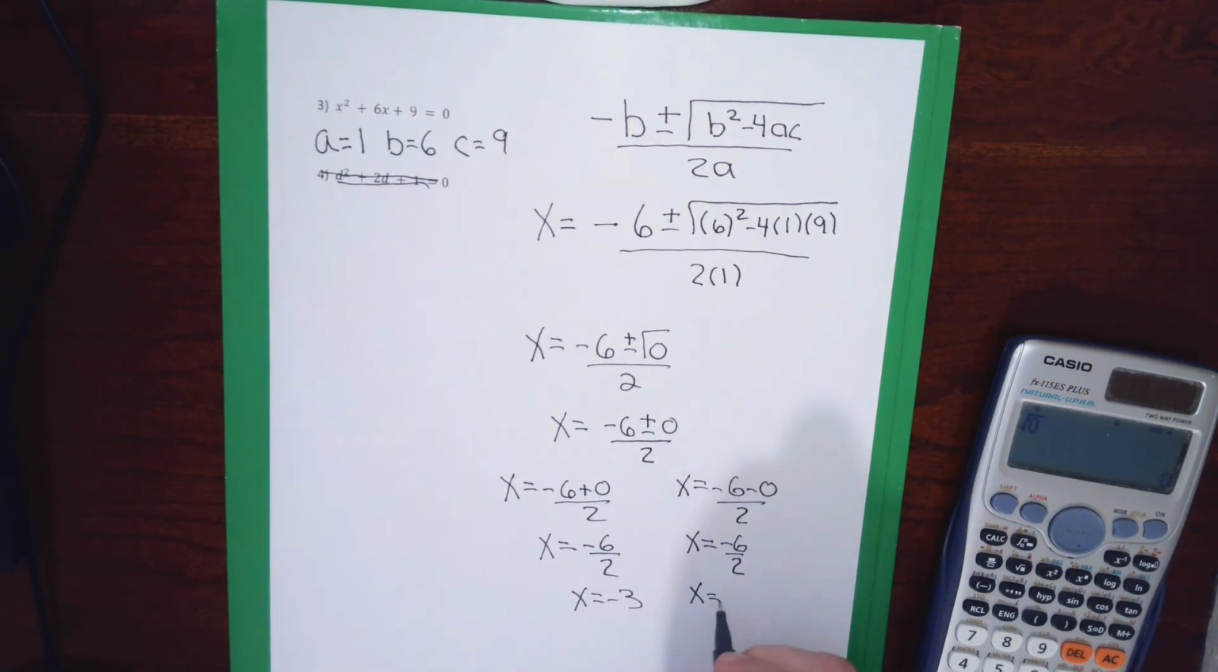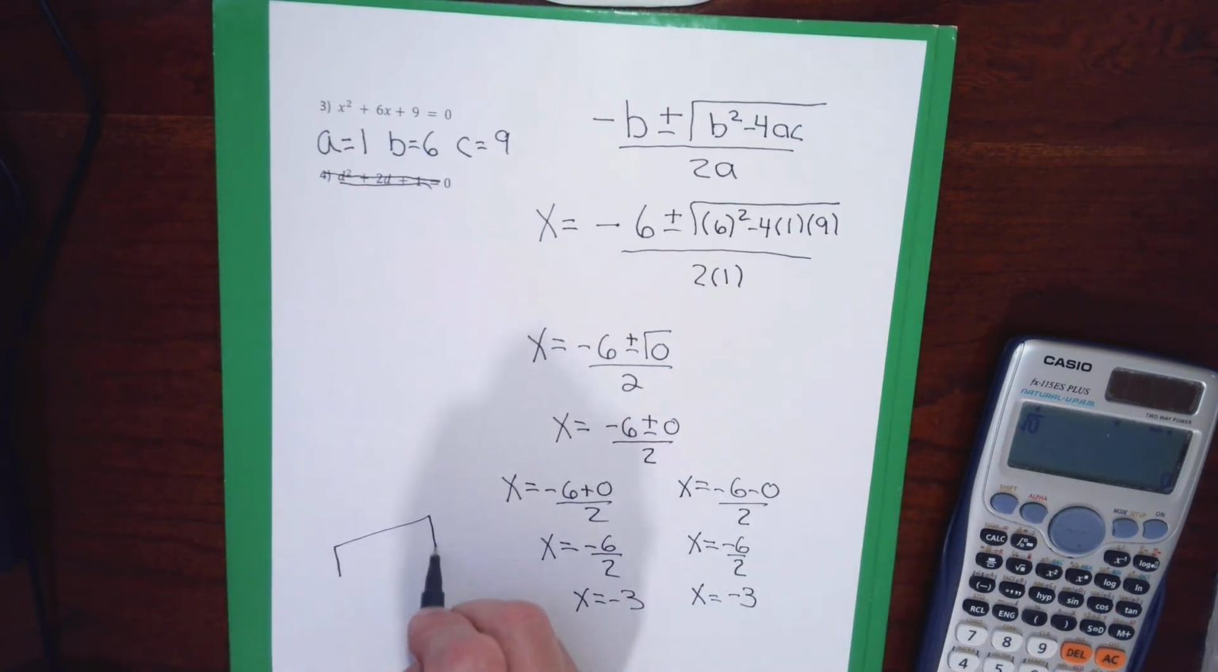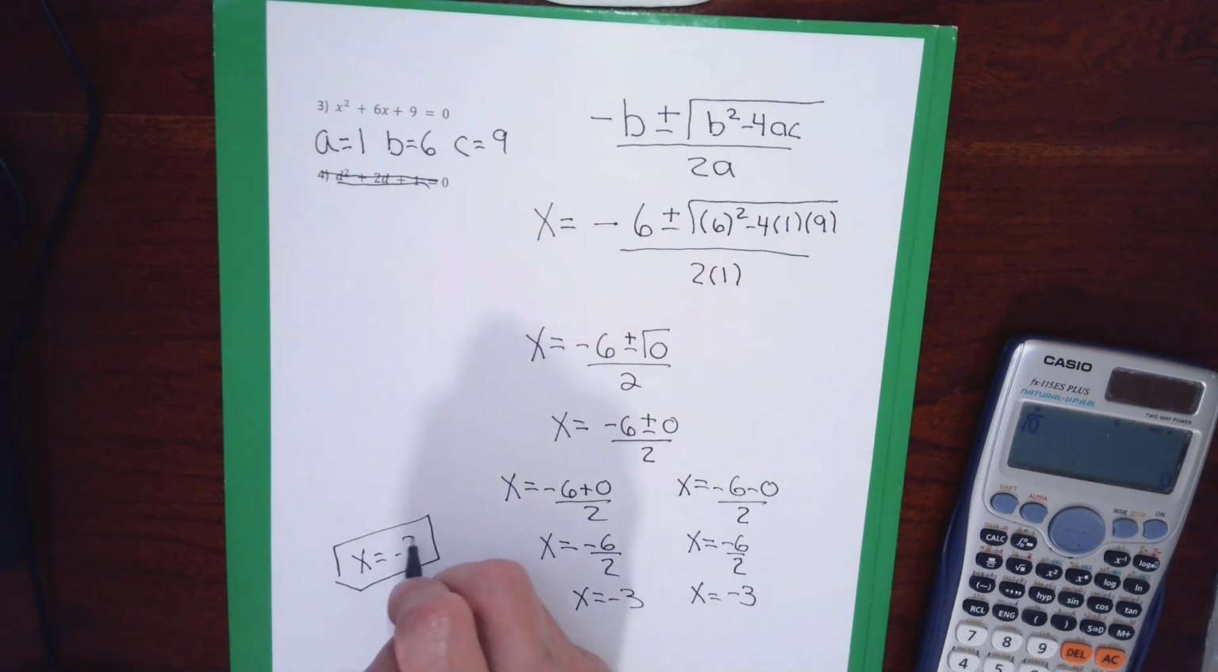In college algebra, we would say the solution of negative 3 has multiplicity 2, or even multiplicity. That's getting too complicated, but it's something that happens. So my answer to number 3 is just x equal to negative 3.